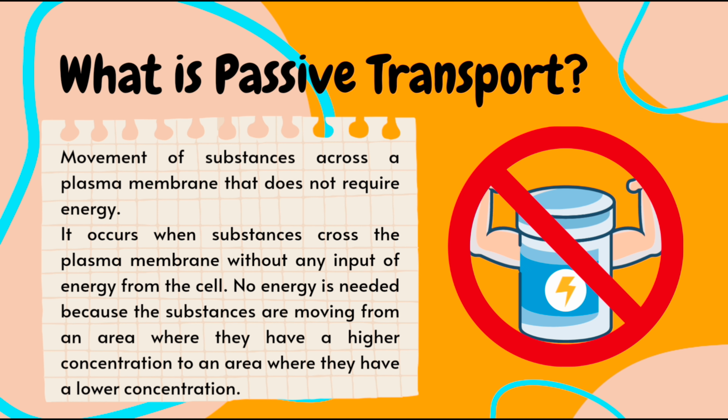A passive transport is a movement of substances across a plasma membrane that doesn't require energy. It occurs when substances cross the plasma membrane without any input of energy from the cell. No energy is needed because the substances are moving from an area where they have a higher concentration to an area where they have a lower concentration.